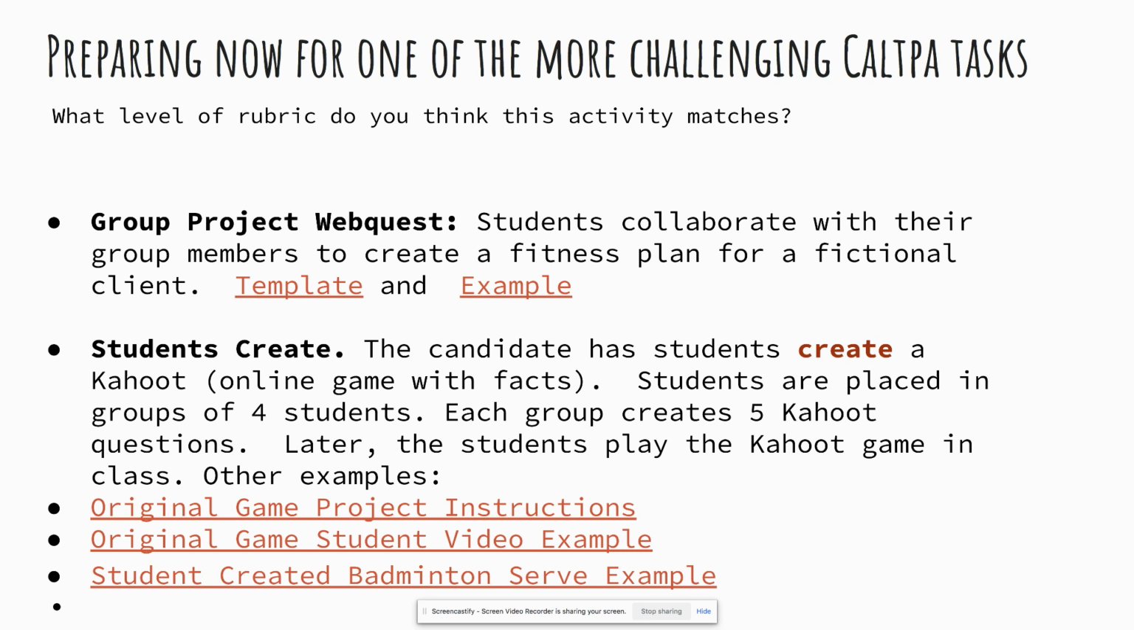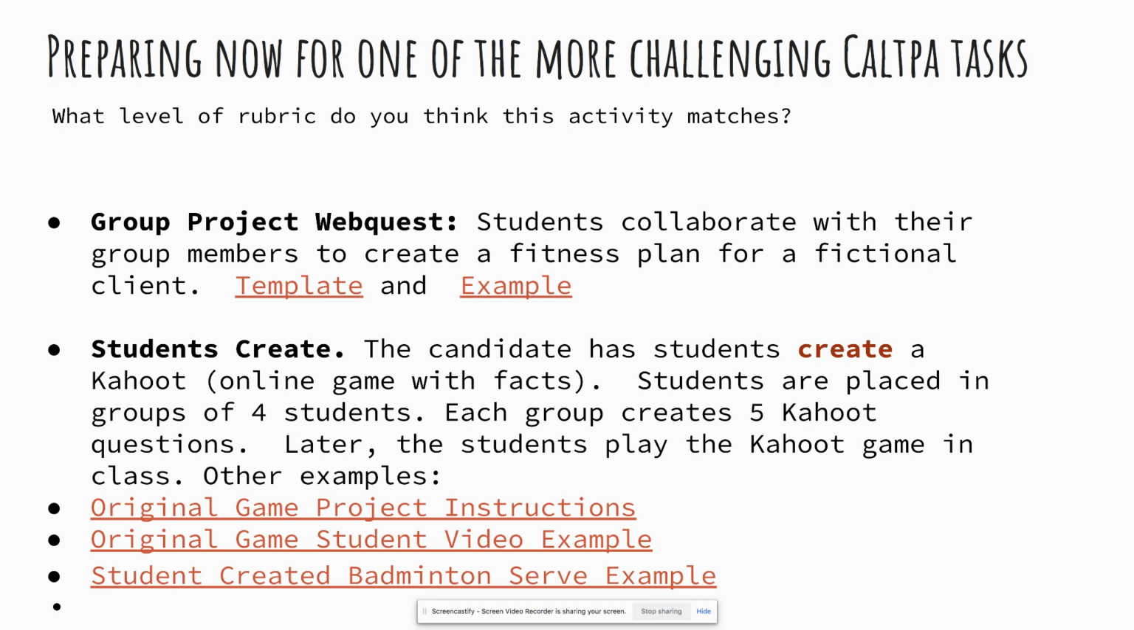Here are some additional examples of ways that you can engage in challenging Cal TPA tasks with technology. Students could work on a group project web quest. They could be provided with a template and example, and they'll collaborate with group members to create a digital fitness plan for a fictional client. Now, that's really thinking outside the box.